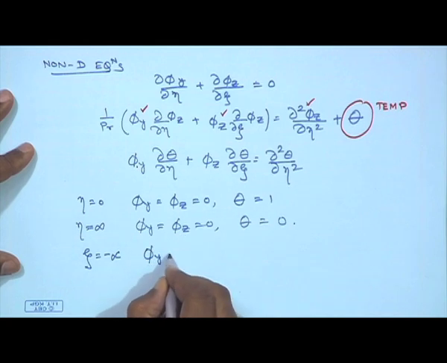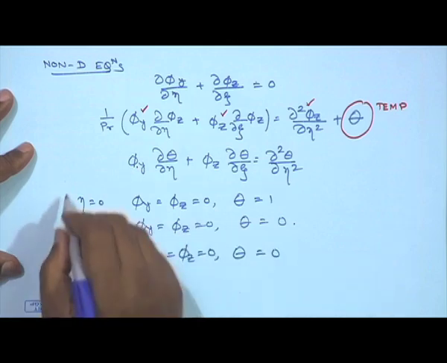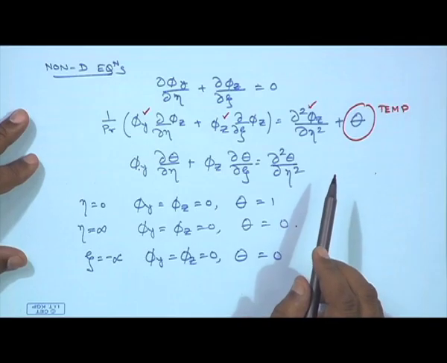So, phi y equals phi z equals 0, and your theta would again be 0. So, these three equations will have to be solved with the following boundary conditions. However, an analytic solution to this is still not possible, but we can make a heuristic type of solution and then try to see if it is possible to reduce the problem in such a way that we can make a solution out of such a complicated system.